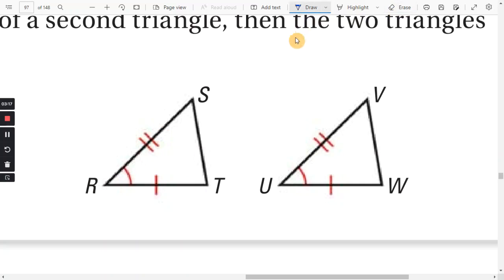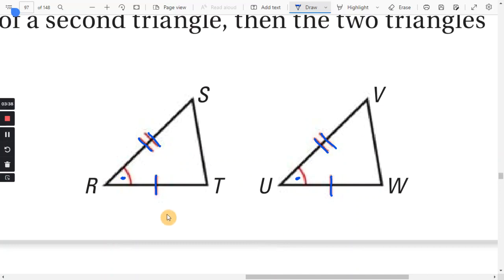So these marks right here indicate the sides are congruent. These marks right here indicate that the sides are congruent. This one here and this one here indicate that the angles are congruent. So the angle has to be in the middle or in between the 2 sides.